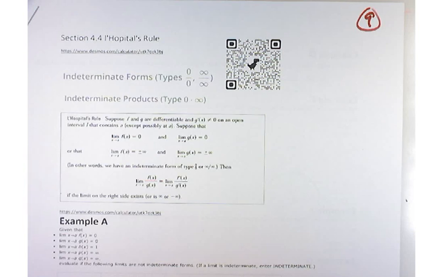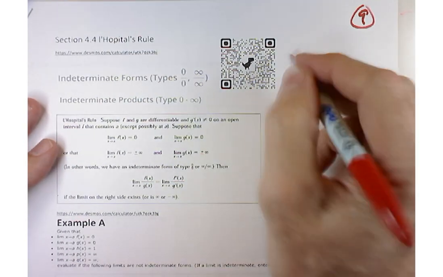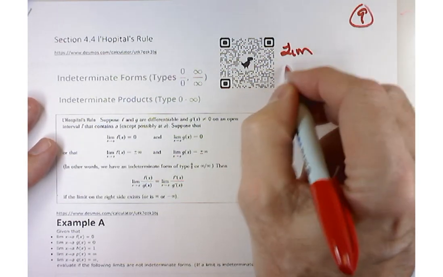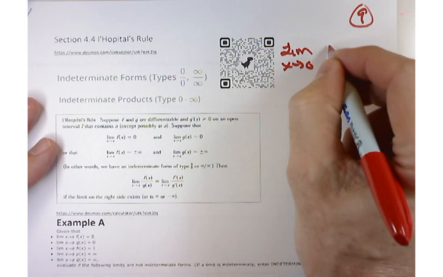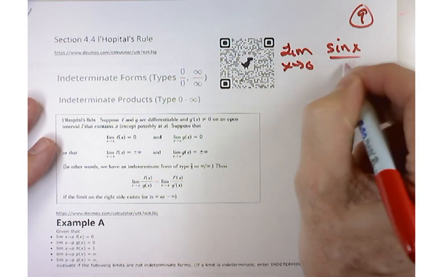So let's look back at limits. It's been a while since we thought about limits. We use them to eventually come up with the idea of a derivative. But let's look at limits like this one: the limit as x approaches 0 of the sine of x over x.